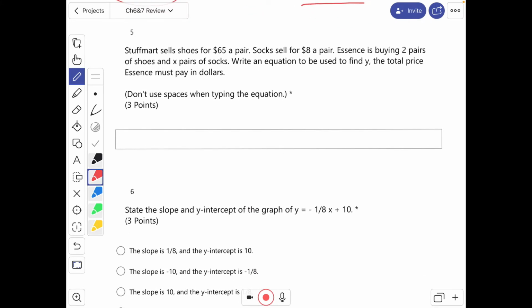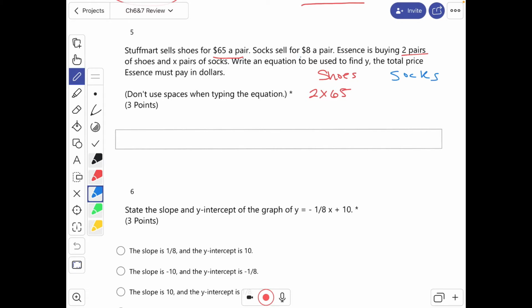Number 5. Stuff Mart sells shoes for $65 a pair. Socks sell for $8 a pair. Essence is buying 2 pairs of shoes and x pairs of socks. Write an equation to use to find y, the total price Essence must pay in dollars. Okay, $65 a pair for shoes. She's going to buy shoes and socks. It says she's going to buy 2 pairs of shoes. So 2 pairs times 65.